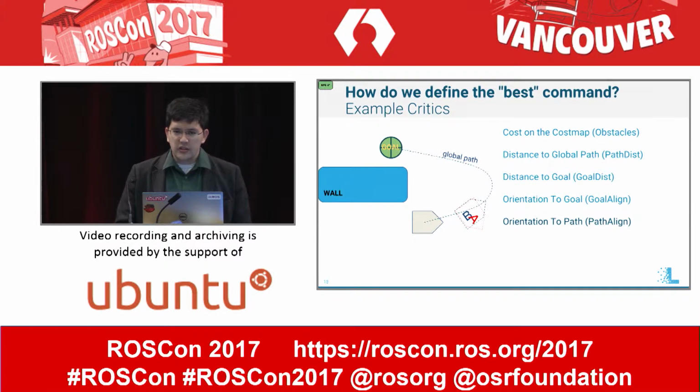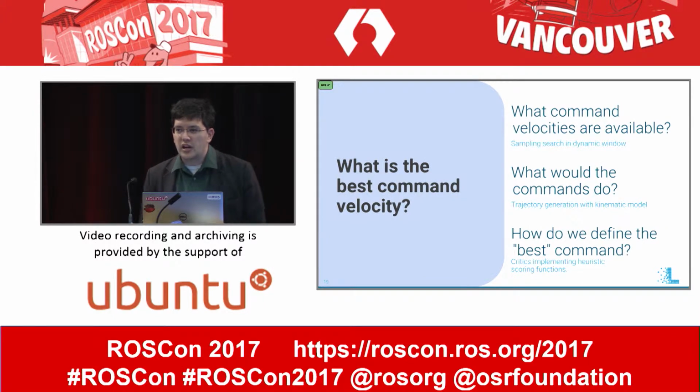So these are all the core pieces of what's going on in ROS navigation local planning today. For what command velocities are available, we have the sampling search that we do within the robot's dynamic window. For what the commands would do, we have our forward kinematic model. And then for what the best command is, we have a number of different heuristic trajectory critics that we add together in the end. But what I've presented here is one specific way to do local planning. And if you want to do something different, it's a little difficult.